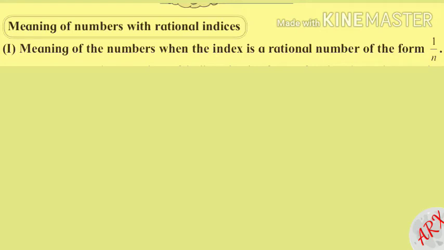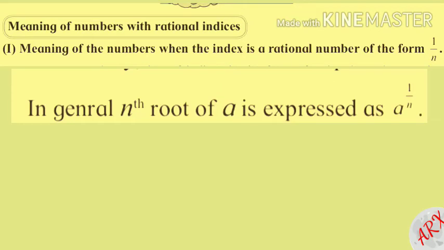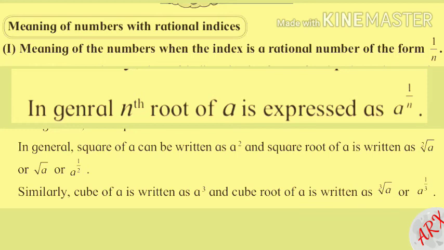First, meaning of the numbers when the index is a rational number of the form 1 upon n. In general, nth root of a is expressed as a raised to 1 upon n. For example, in general, square of a can be written as a square and square root of a is written as under root of a or a raised to 1/2. Similarly, cube of a is written as a cube and cube root of a is written as cube root of a or a raised to 1 upon 3 as you can see on the screen.